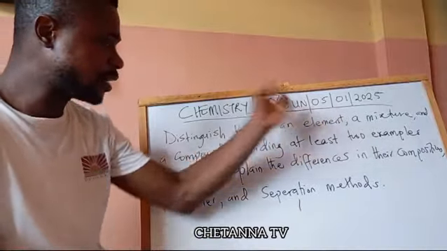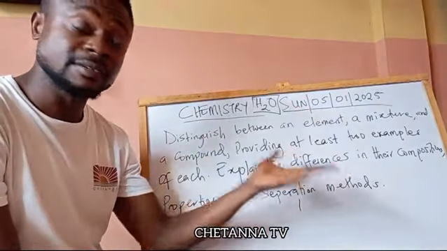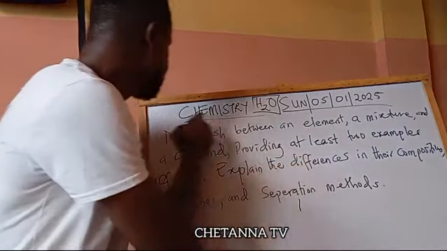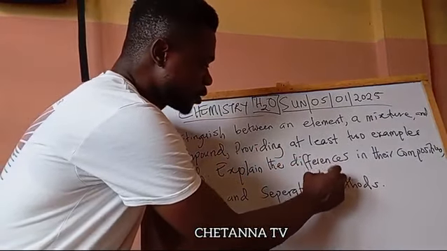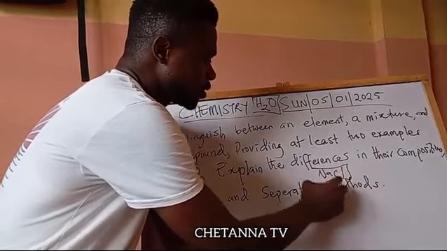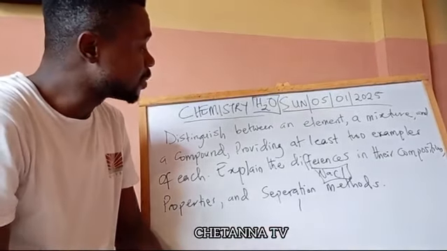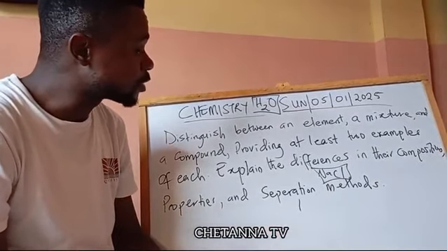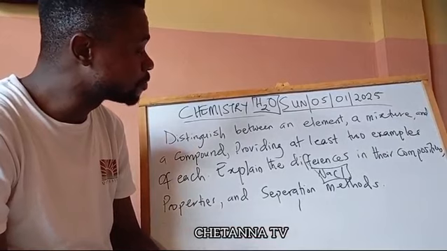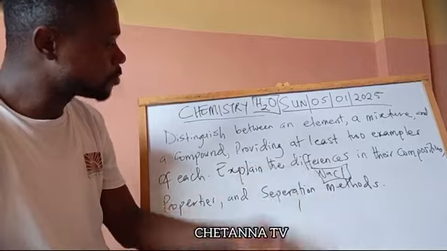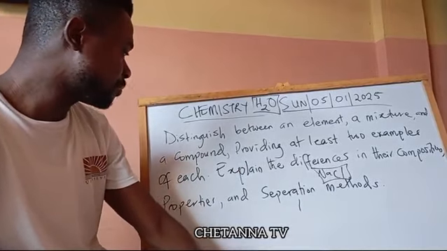So water is a compound. Sodium chloride is a compound too. Sodium and chlorine, or chloride ion as the case may be, depending. In solution, it is sodium ion and chloride ion. So these are the differences between them and the examples.